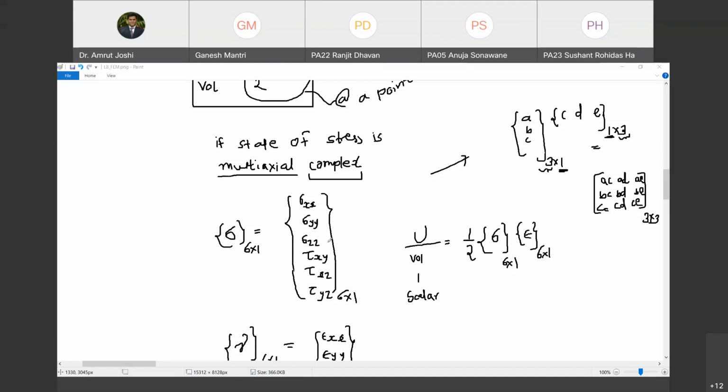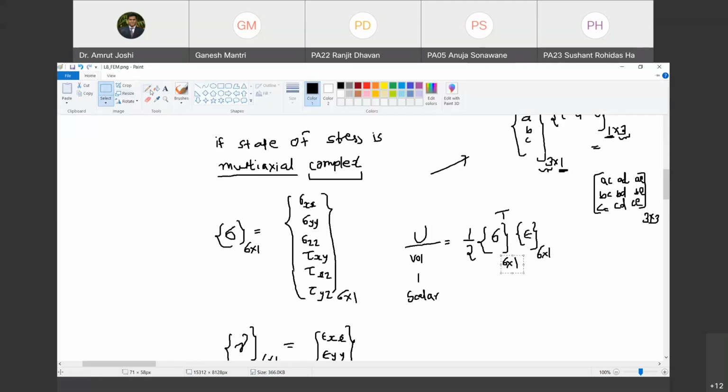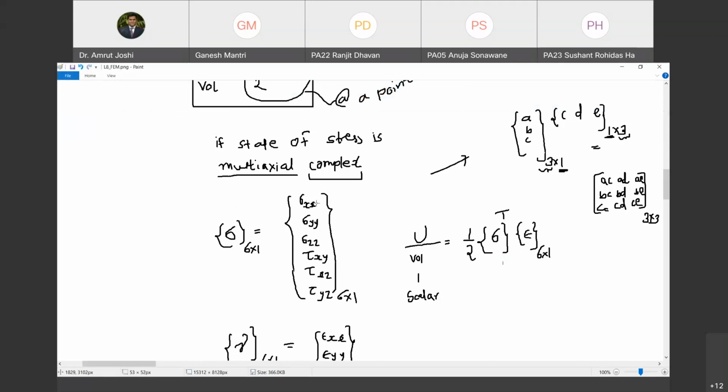If it is so, now see what I am saying. Instead of writing down this stress as 6 cross 1, let us see if the multiplication is possible here. Number of columns of first matrix are not matching with number of rows of second matrix. Multiplication is not possible. That multiplication will be possible, and even the first condition will be respected, simply by taking transpose of stress tensor. Now, if I take transpose of stress tensor, what will be its size? It will be 1 cross 6.